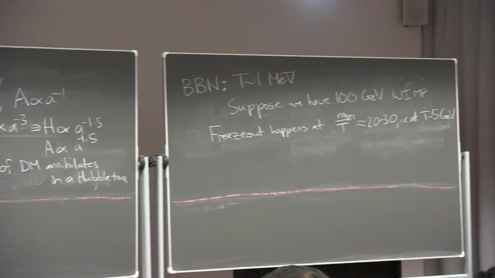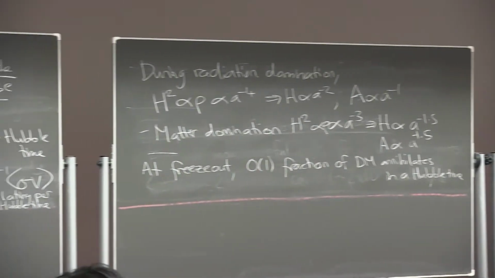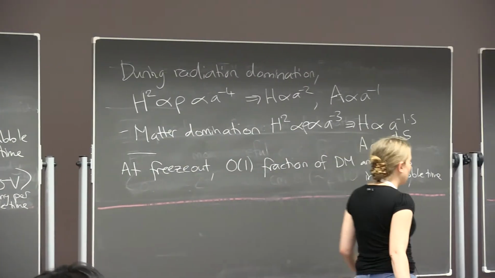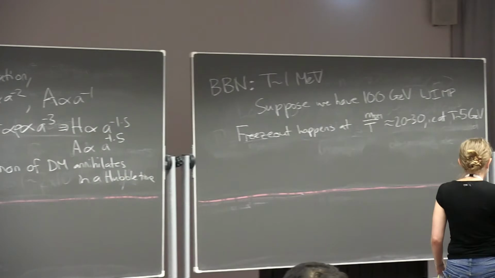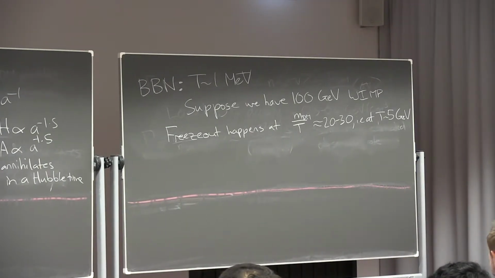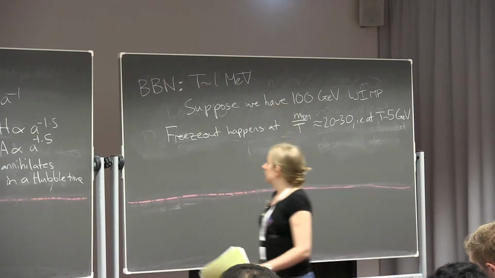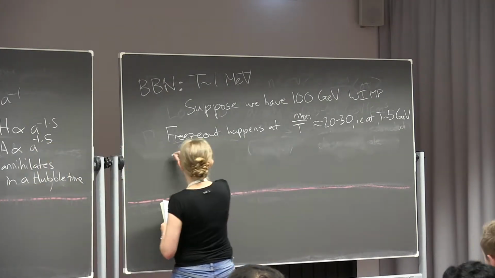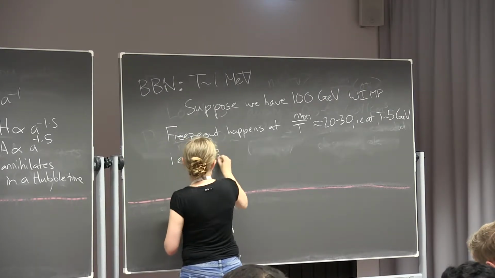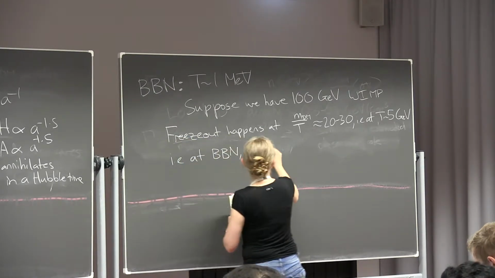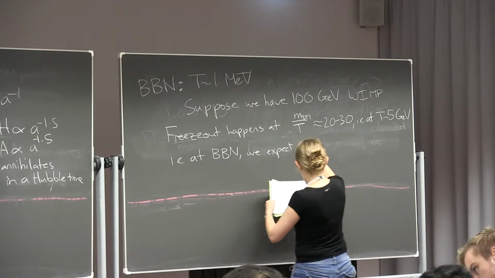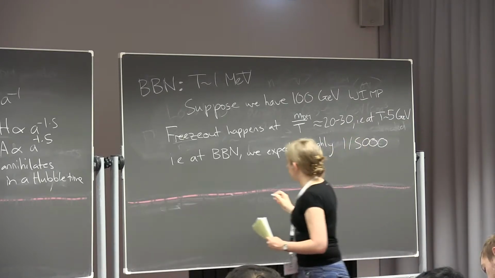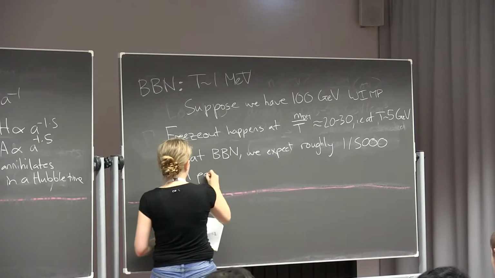So this tells us the fraction of dark matter particles annihilating per Hubble time during the radiation-dominated epoch scales like a to the minus 1, which means approximately, ignoring changes in the relativistic degrees of freedom, it scales roughly as t to the minus 1. So at BBN, we expect roughly 1 over 5,000 DM particles to annihilate per Hubble time.